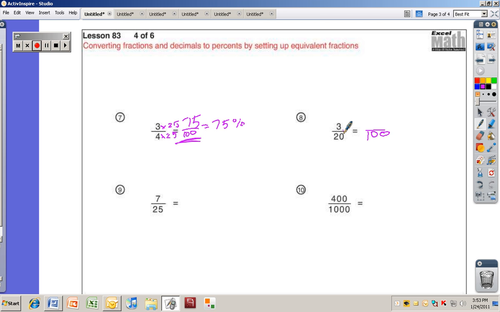Show that. 20 times 5 equals 100. And then that times 5 equals 15. Equals 15%. Why did I pick the short person to do the one up high? That was a bad choice. Okay. She's taller than me.